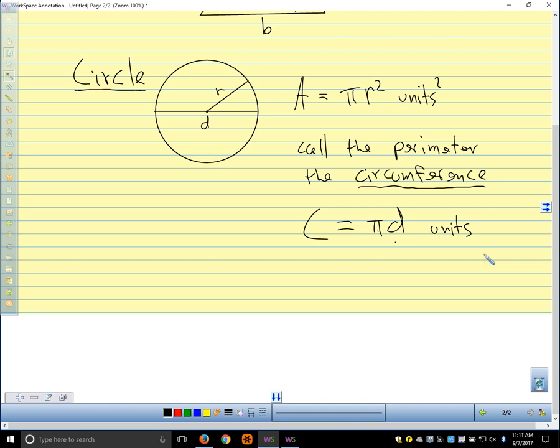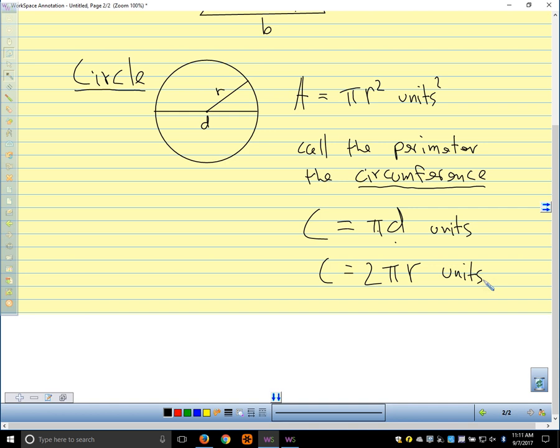Well, how many radiuses make up the diameter? 2. So we can also write that as circumference equals 2 pi r, because the 2 r's give us a d. So our circumference, we can find our circumference that way as well. So those are the basic area formulas we're going to work with today.